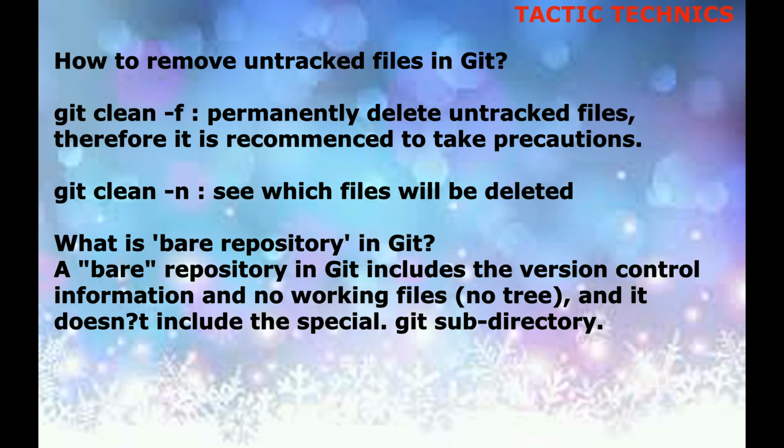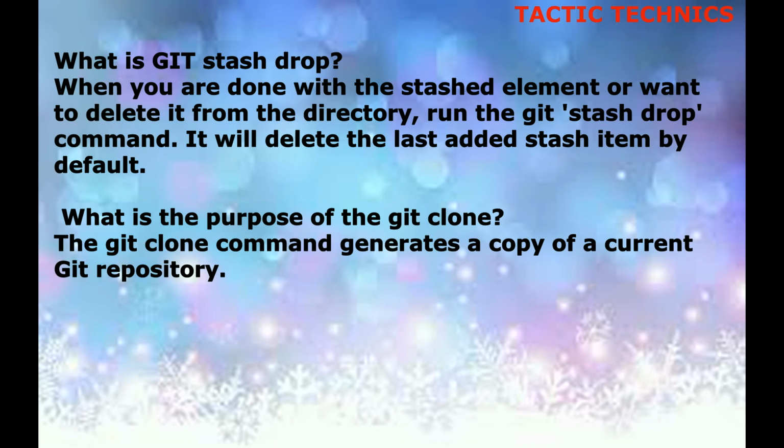How to remove untracked files in Git? git clean -f permanently deletes untracked files, therefore it is recommended to take precautions. git clean -n shows which files will be deleted. What is a bare repository in Git? A bare repository in Git includes the version control information and no working files, no working tree, and it doesn't include the special .git subdirectory.